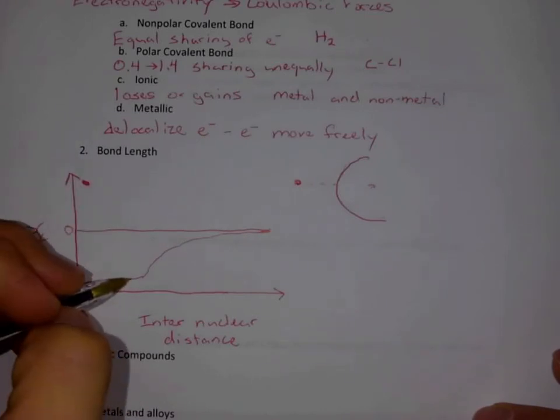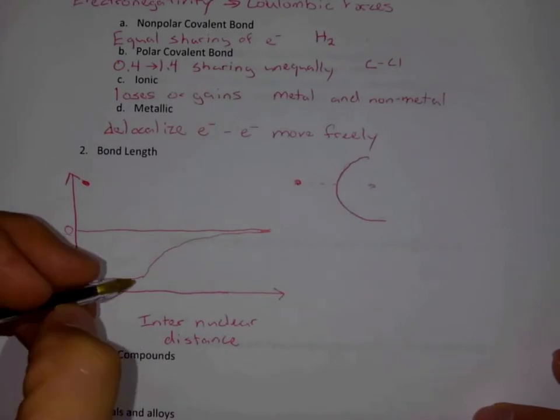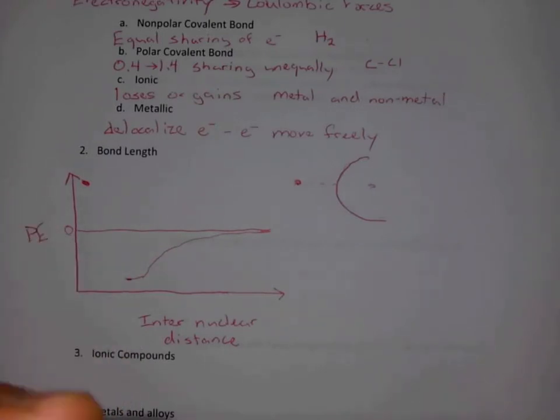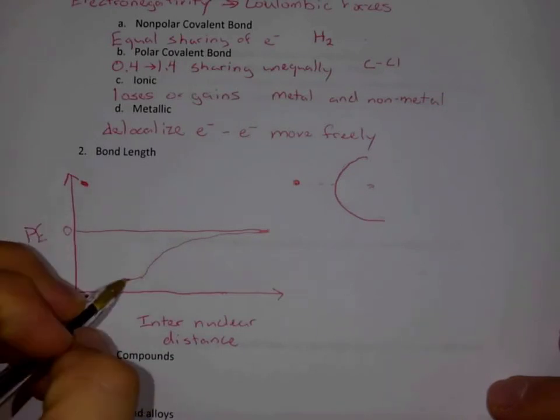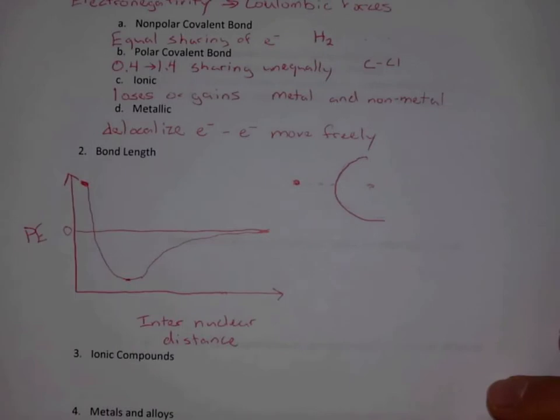Once we hit that lowest point, that is where the bond is relatively stable, and that's going to be our internuclear distance. That's our bond length. But as we force the nuclei even closer, this is when it starts to become really positive, and so the atoms would have to give up energy to be that close together. They don't want to give up that energy, they want to gain that energy as potential energy.